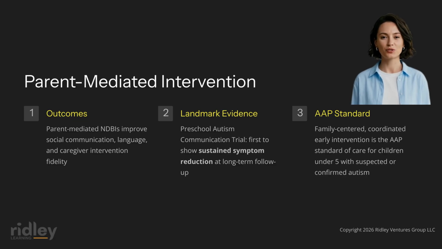The foundational Lord and colleagues' 2018 Lancet synthesis established parent involvement as one of the most reproducible predictors of favorable early intervention trajectories. The American Academy of Pediatrics framework supports family-centered, coordinated early intervention as the standard of care for children under age 5 with suspected or confirmed autism.